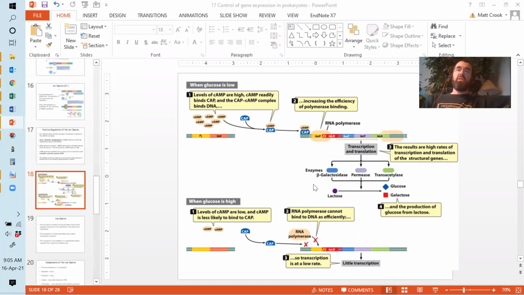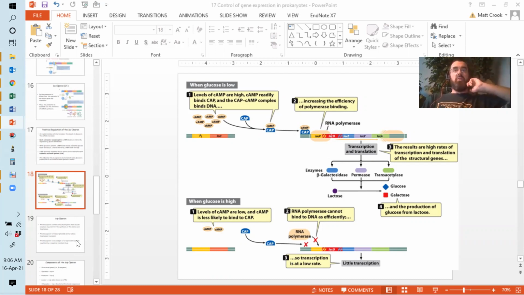And that's done using the catabolite activator protein as a sensor to detect levels of cyclic AMP. And cyclic AMP levels are inversely correlated to glucose levels. So the more glucose you have, the less cAMP you have, the less likely you're going to have the CAP-cAMP complex, CCC, aiding RNA polymerase binding, right? And so transcription levels drop.